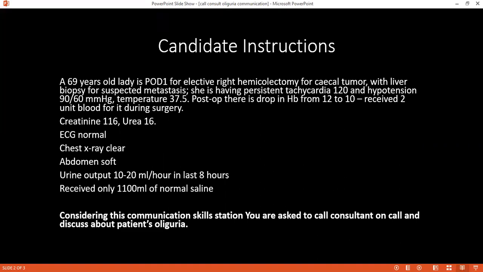Right. So if you have read and understood, considering it a communication skill station, kindly begin. Okay, I'll enter the station. I'll wash my hands. I'll pick up the phone and call.